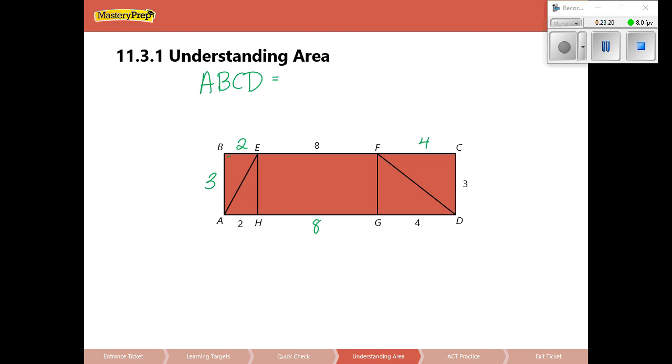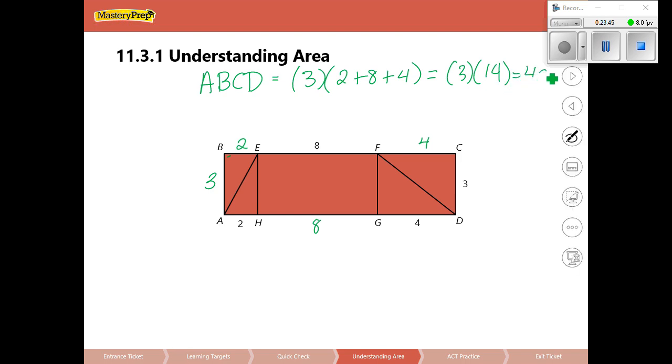ABCD, the whole rectangle, yes? So our height or length is, what can we say? 3. And the other length would be 2 plus 8 plus 4. So 3 times 14 is 42, so the overall area of the entire shape is 42.